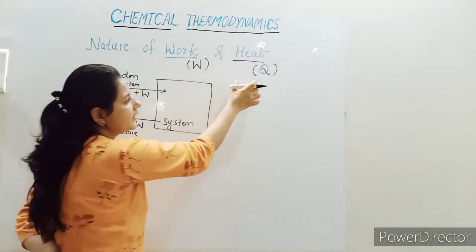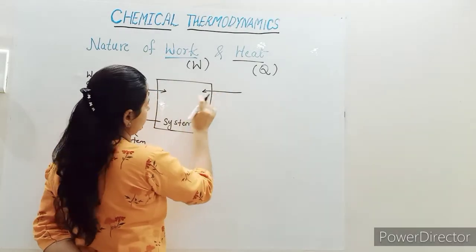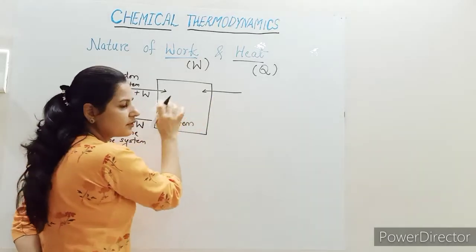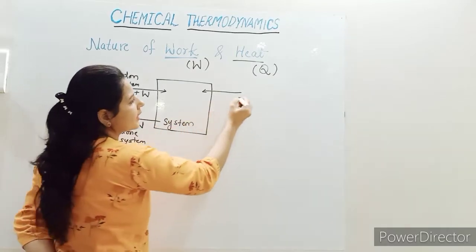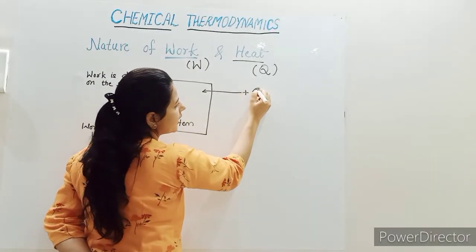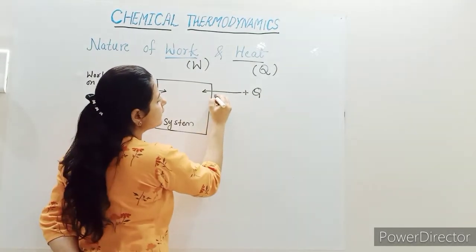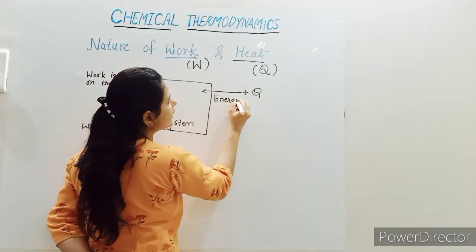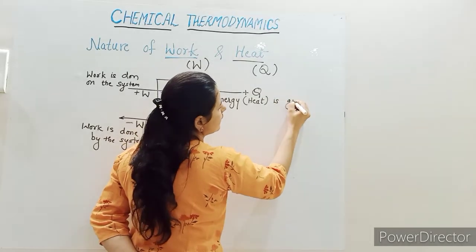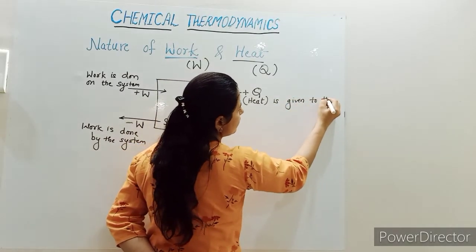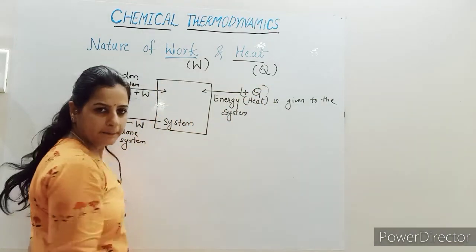Okay. Similarly heat. If the heat is given to the system, heat is a form of energy. If heat is coming to the system, it means energy is added, and therefore it is denoted by plus Q. So in this case, energy in the form of heat, let us take heat energy, is given to the system, then it will be denoted by plus Q.